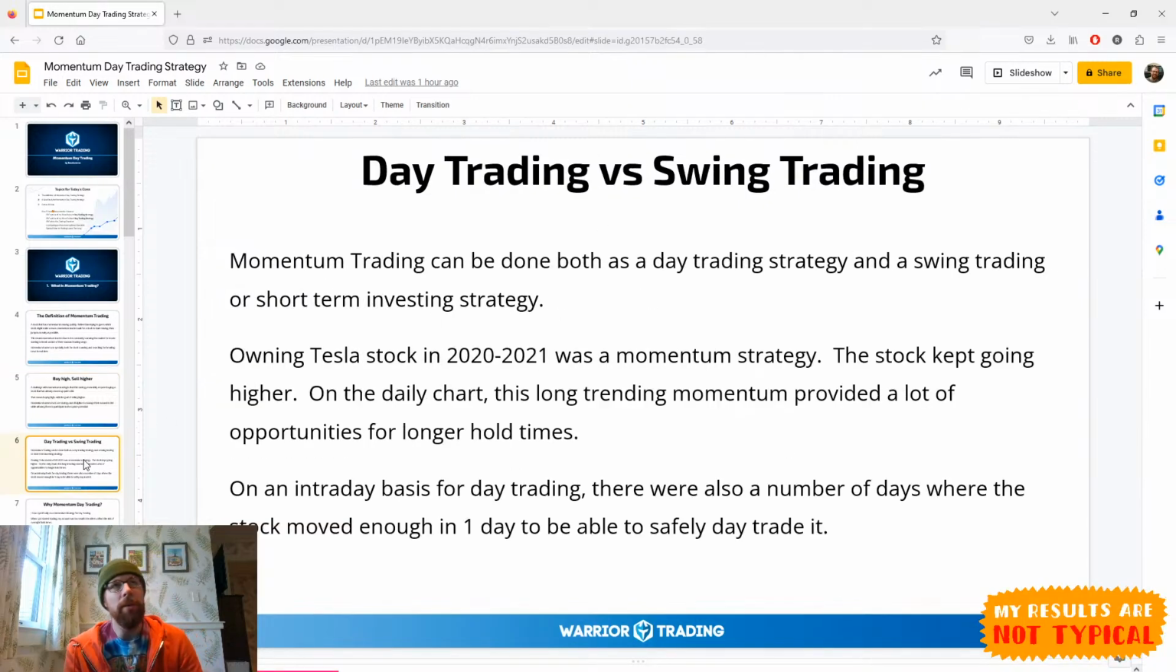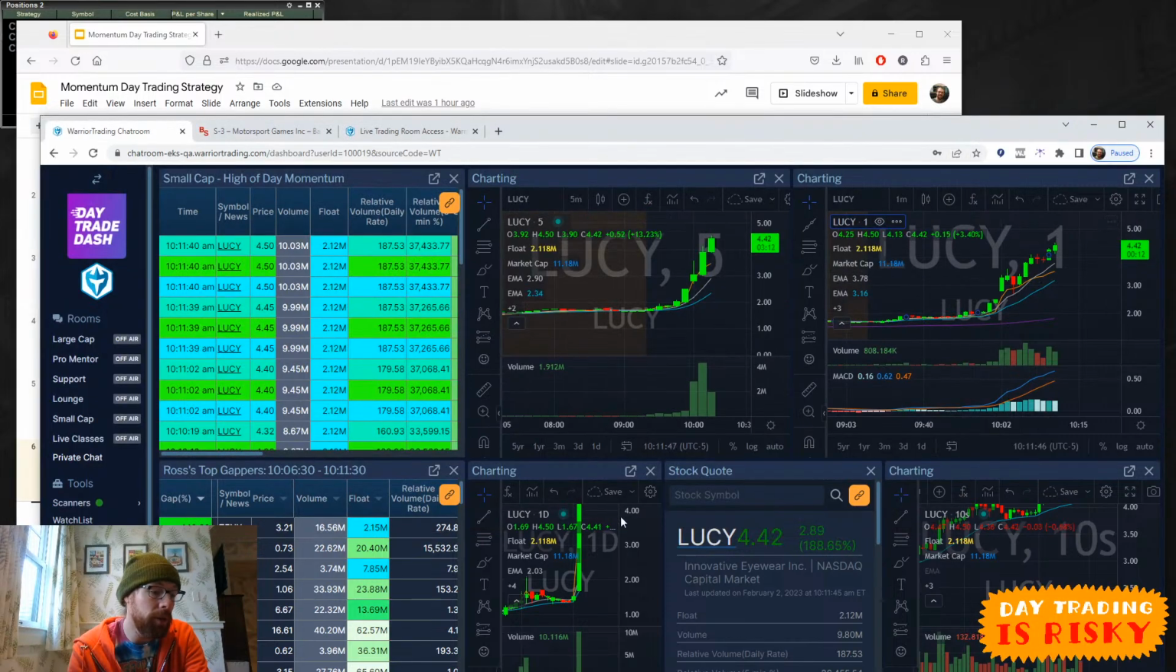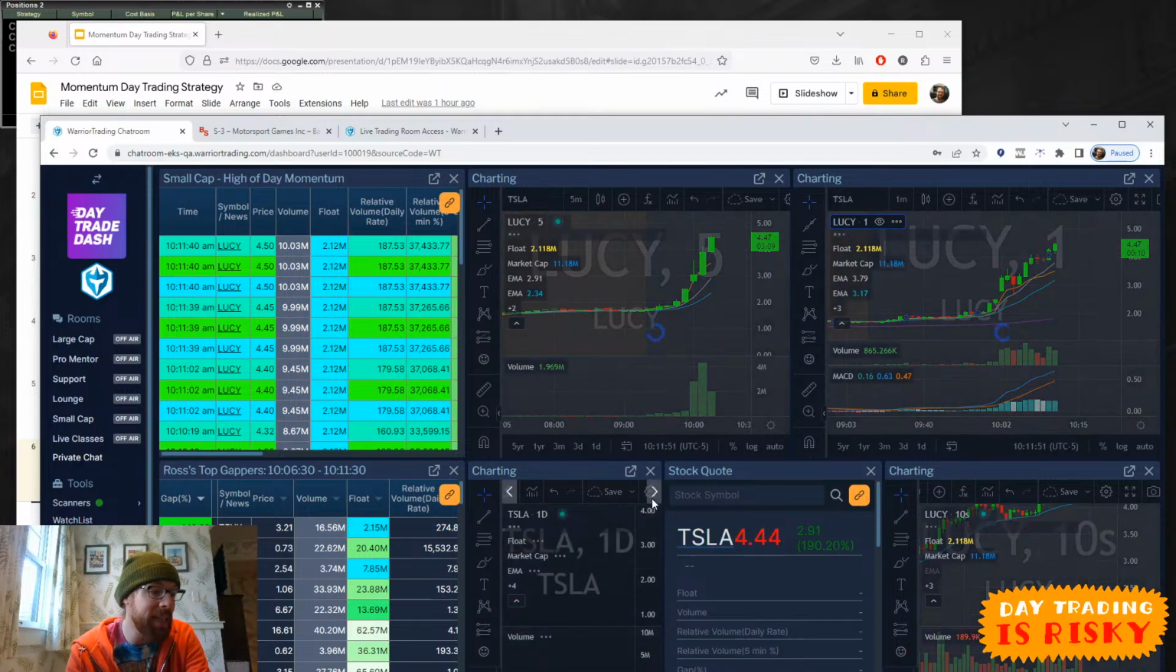So now we could talk for a second about day trading momentum versus swing trading momentum. Momentum can be both a day trading strategy and a swing trading or a short-term investing strategy. If you owned Tesla in 2020 and 2021, that was a momentum strategy because the stock kept going higher. And there were even big money investors that bought Tesla just to try to ride that momentum.